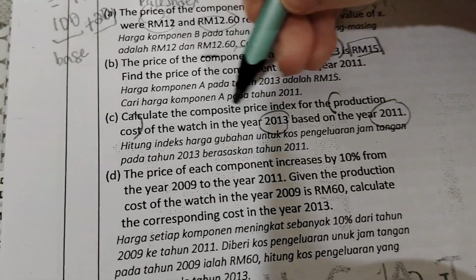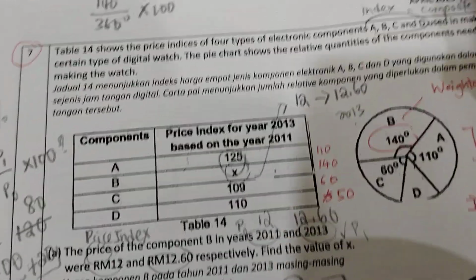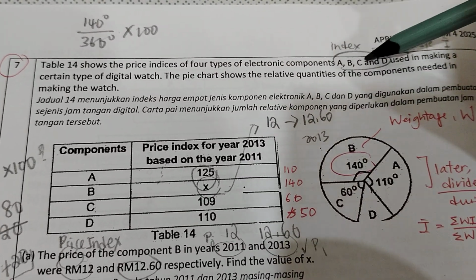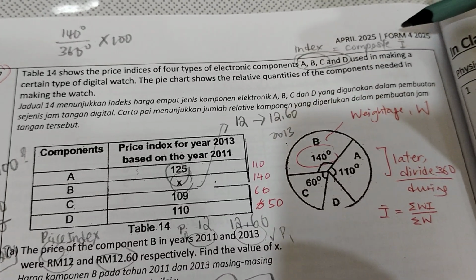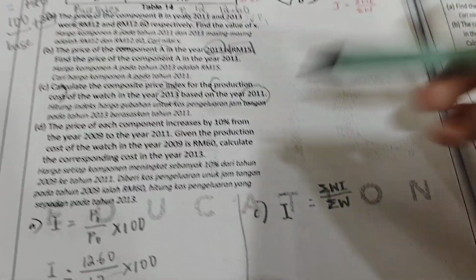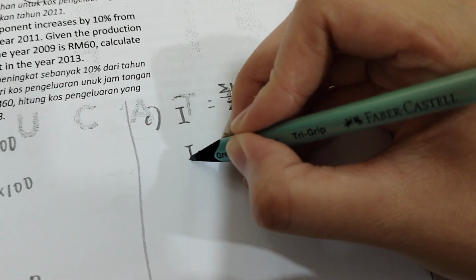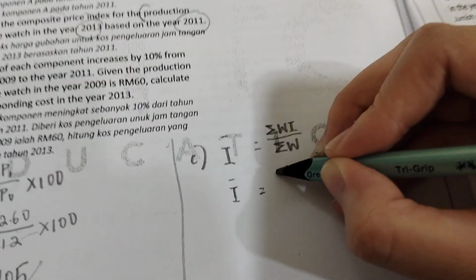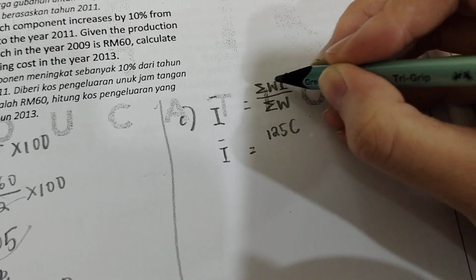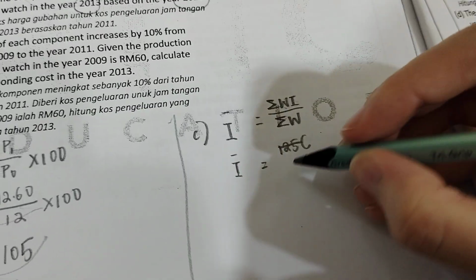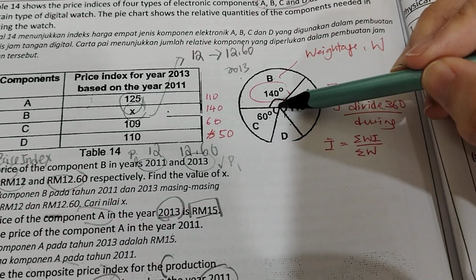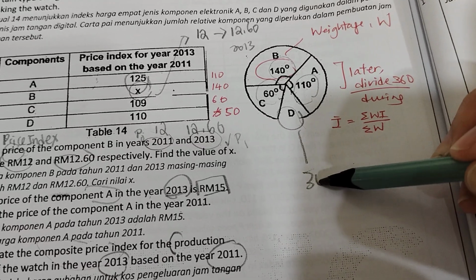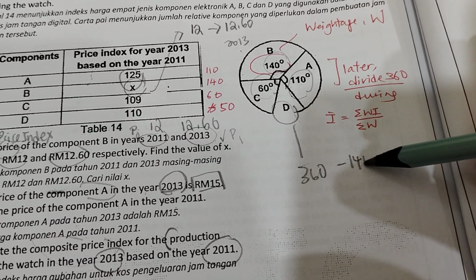Okay, so the composite price index. What is the composite price index? You look back to the question. Electronic components are used in the making of some type of digital watch. That means everything here, A, B, C, D, is equivalent to your composite index. So we have to calculate this. We have to write it out. The sum, you would take everything individually. So you write 125 timed by the weightage. Actually, sorry, the weightage first. So how do you know what the weightage is? Over here, they've given it to you through angles. This one, D, you can find by taking 360 and you minus off the rest.